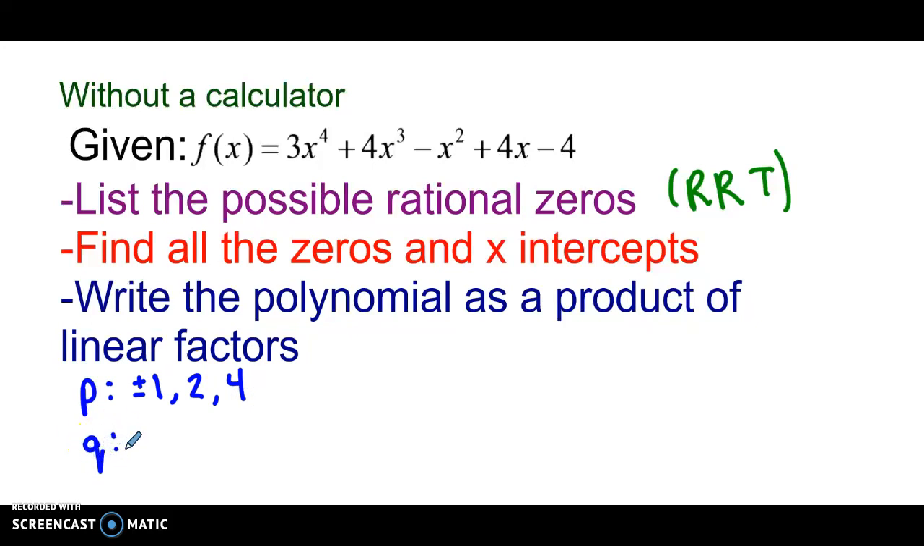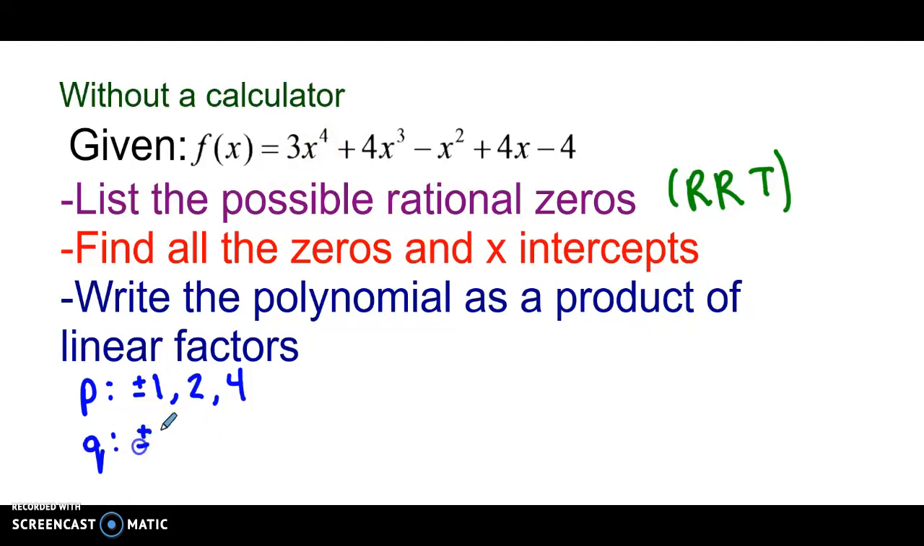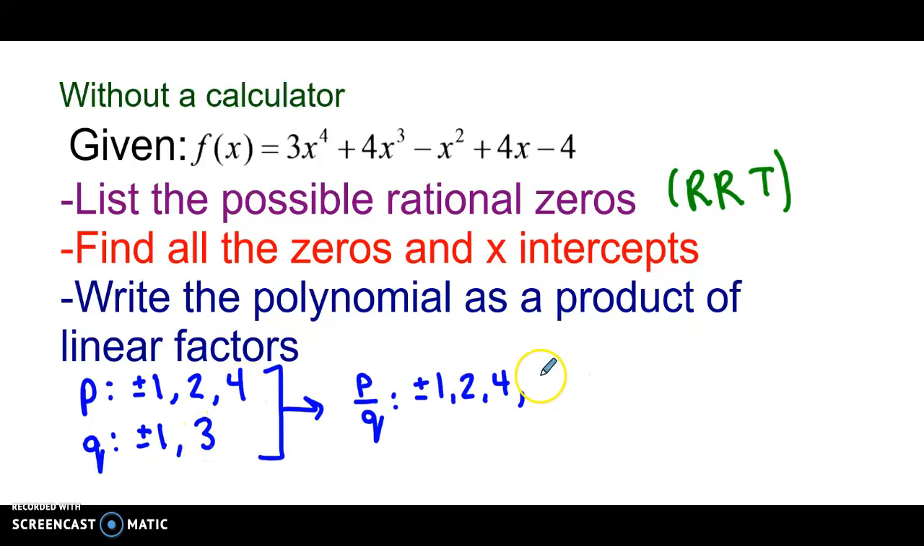Q would be factors of our leading coefficient, which in this case is 3, which is plus or minus 1, plus or minus 3. Therefore, P over Q would be all of the possible combinations of these. So it's going to be 1 over 1, 2 over 1, 4 over 1. Don't forget plus or minus. And 1 over 3, 2 over 3, 4 over 3.